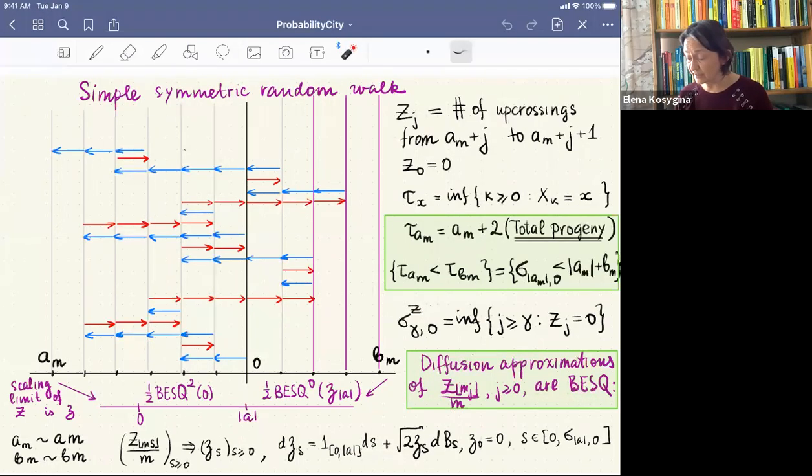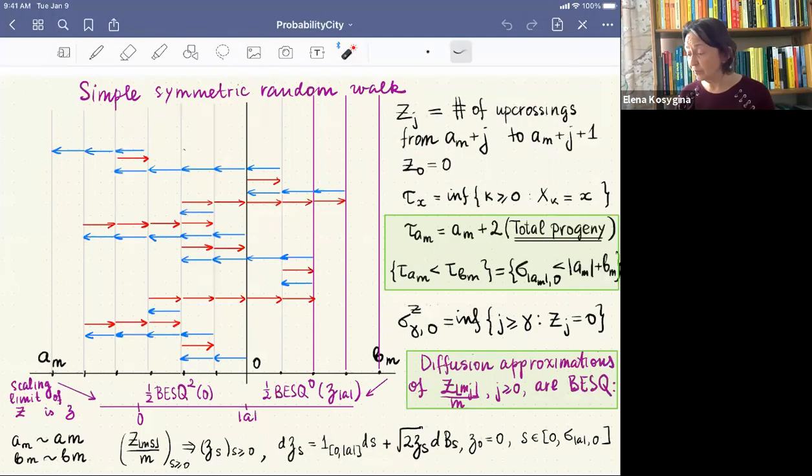And you can recognize separately that this is a concatenation of a half of a squared Bessel process of dimension 2. A half, because you see 2 is here. So this process is a half of a squared Bessel process of dimension 2. And after we have no immigrants, it's a half of a squared Bessel process of dimension 0, starting from wherever the process ended at this point. So it's a concatenation of two halves of squared Bessel processes.